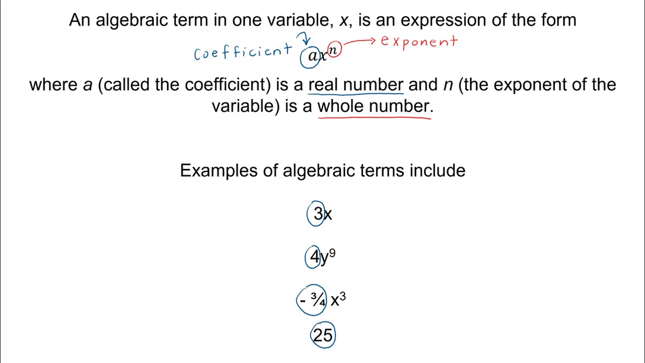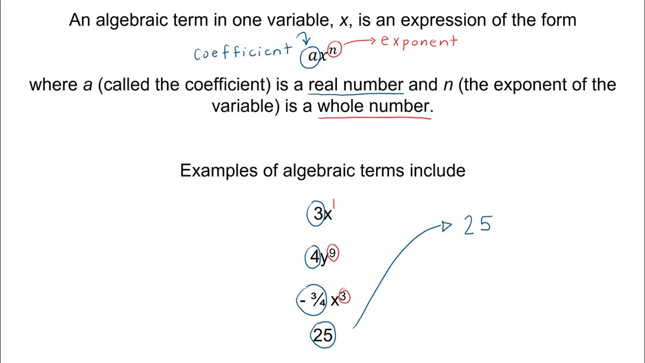Now let's see if we can identify the exponents on the variables in these algebraic terms. The exponent on the first term, 3x, is an exponent of 1. The exponent on the second term, 4y to the ninth, is 9. The exponent on the variable of the third term is 3. And now we come to the curious case of the algebraic term 25. Let's talk more about this term in detail and why this can actually be called an algebraic term when it's really just a plain old number.